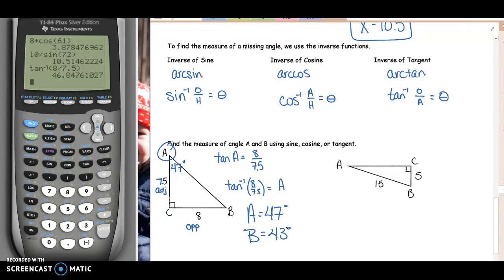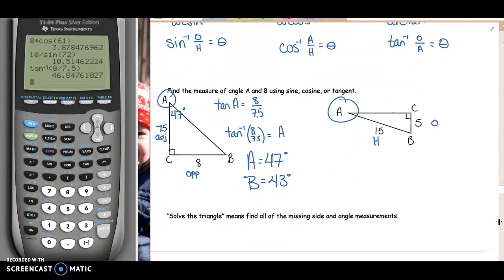Okay, let's do this again for the next triangle. Actually, why don't you try that one on your own? So pause the video, try that one on your own. Okay, so in this triangle, if we focus on angle A, we have information about the opposite and the hypotenuse. That means we need to do sine. So the sine of angle A would be 5 over 15. But that doesn't help us find the angle measure. We need to use the inverse sine, the arc sine. So sine -1 of 5 over 15 will give us angle A.